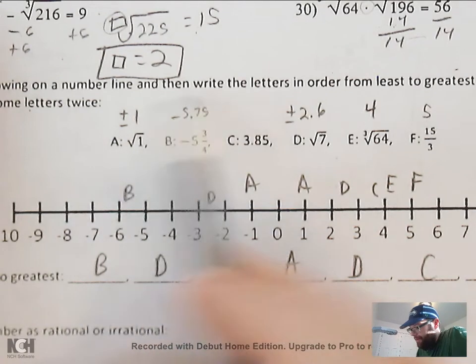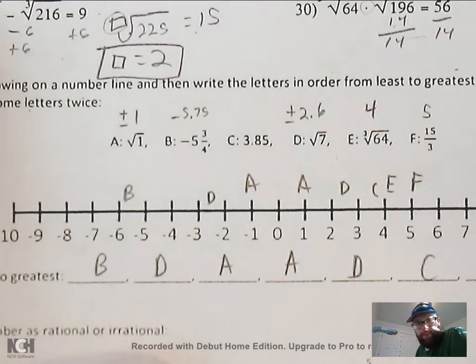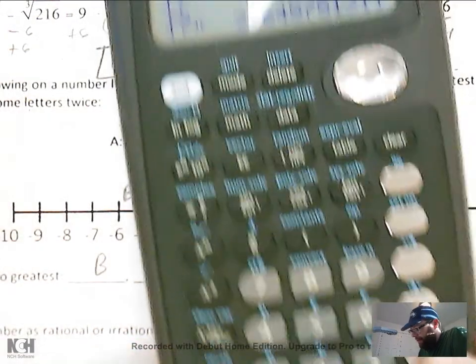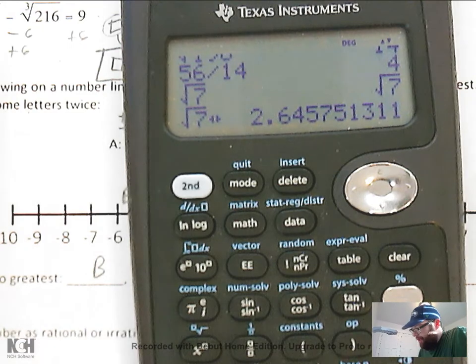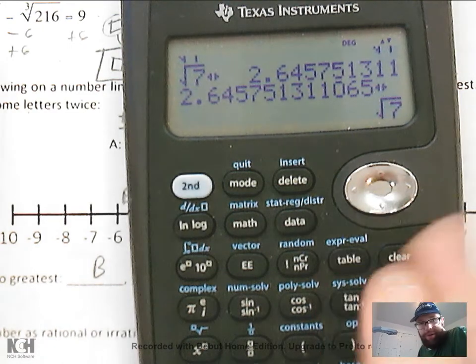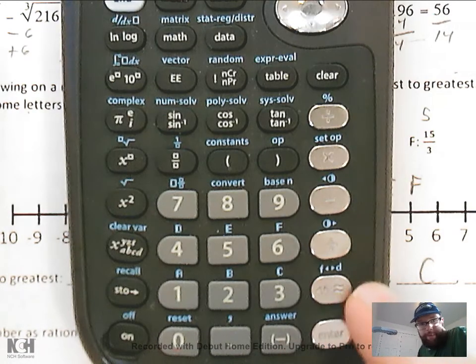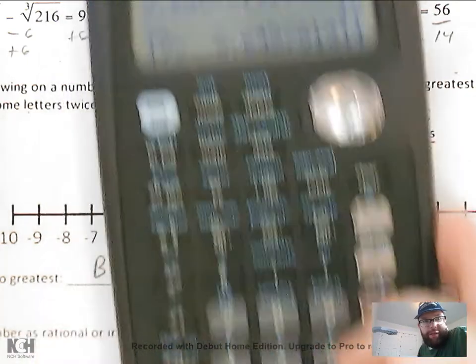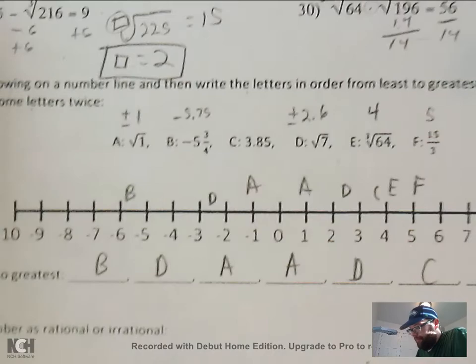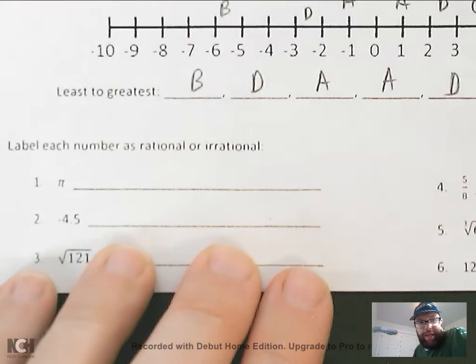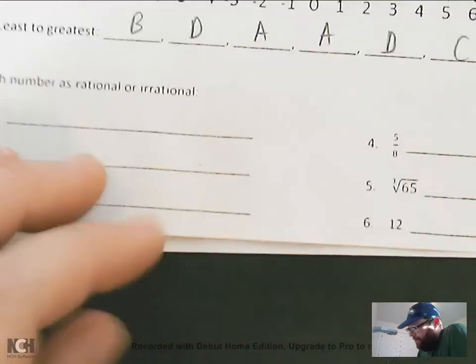Best way to do it is convert them to their decimal form. Okay. And again, if you can't remember how to convert a radical to a fraction or decimal, like if you got the square root of 7, you just push the fraction or decimal button, this button right there, and it converts it to a fraction or a decimal. Sorry. Okay. And then the last section here are rational versus irrational.